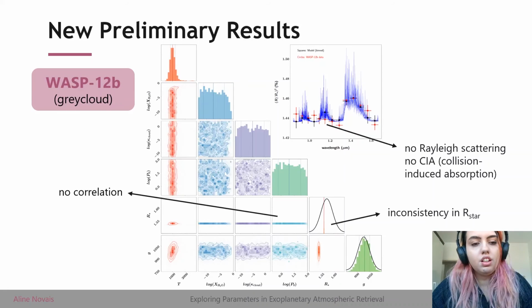So these are our first results for WASP-12b. As you can see, there's still some work to do. We, for example, haven't applied Rayleigh scattering or CIA to the model, so this implies a spectrum a little bit different. And there are some inconsistencies too, for example, in the star radius value and the correlation I just showed you before.